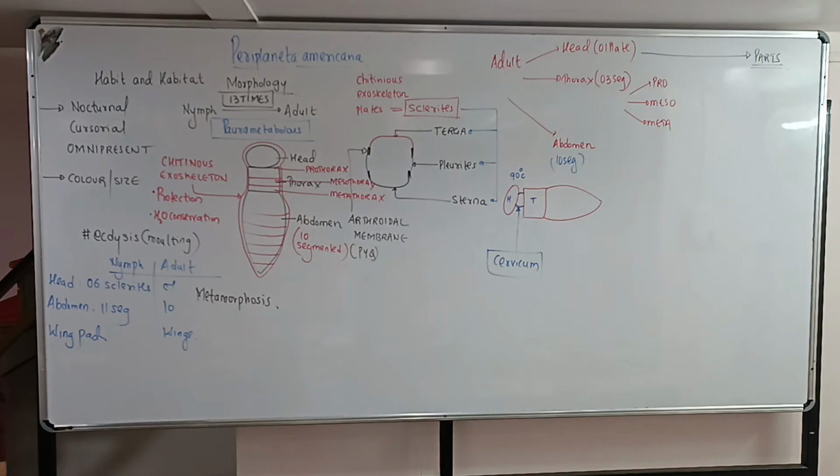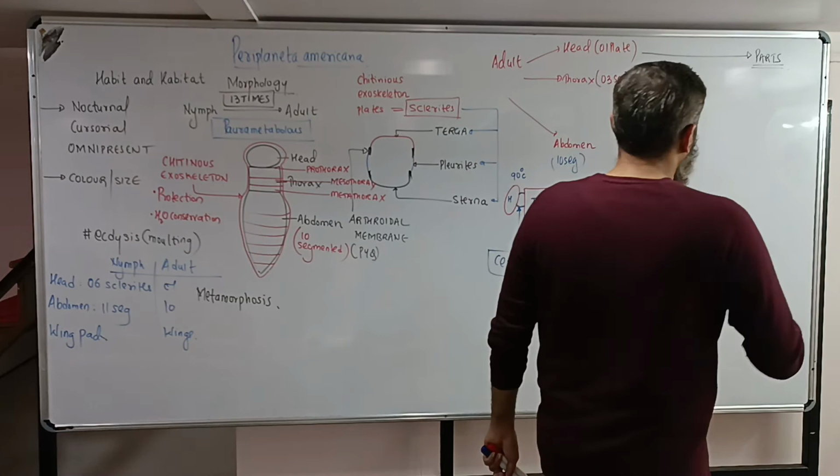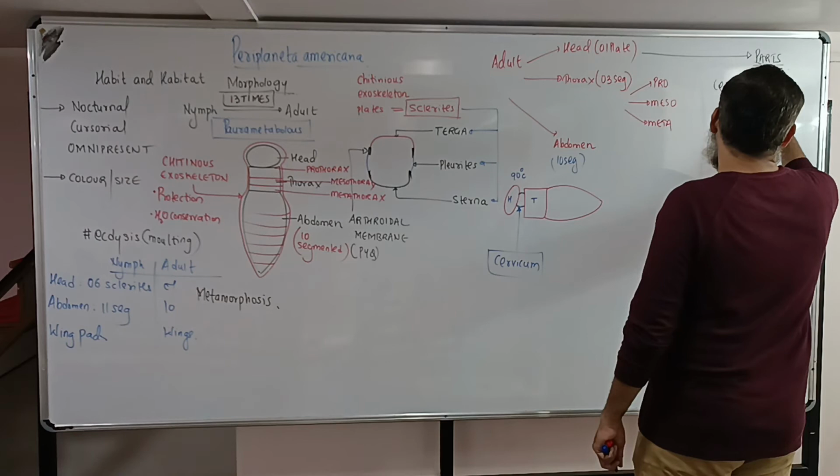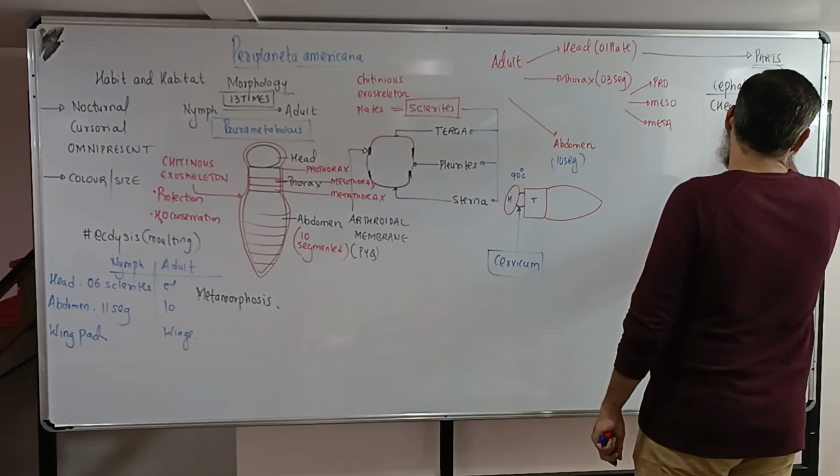Have you seen a cockroach? Does it have antennae? Yes, it's a sense organ. Does it have eyes? Yes. So the cockroach also has a head and organs around it. This is called cephalization. What is the word used? Cephalization. So cockroach shows cephalization. Cephal means head, and lization means development.